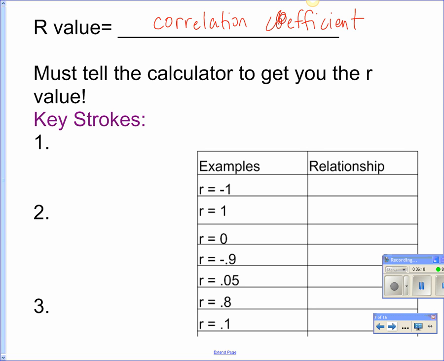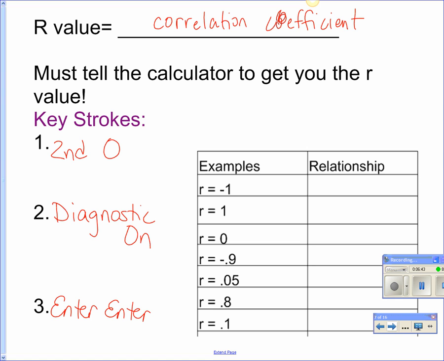Okay, so you've got to tell the calculator to give you the R value. So let's go ahead and write down the buttons you have to press. You have to press second, 0. Okay, so you have to press the second button and the 0. Write it down for right now. We'll do it on the calculator in a minute. Second, 0. Then you've got to go to diagnostic on. And then you have to press enter, enter. You've got to press it twice. All right, so just write that down for right now.